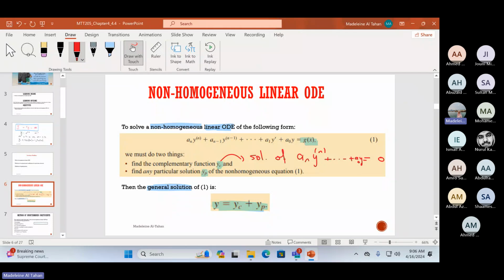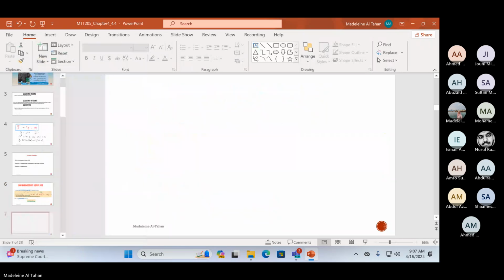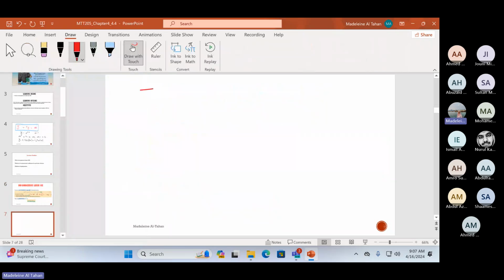So again, what's our main objective? How to find y. So our main objective is a method to find yp. Again, what do we mean by yp? This is our particular solution.